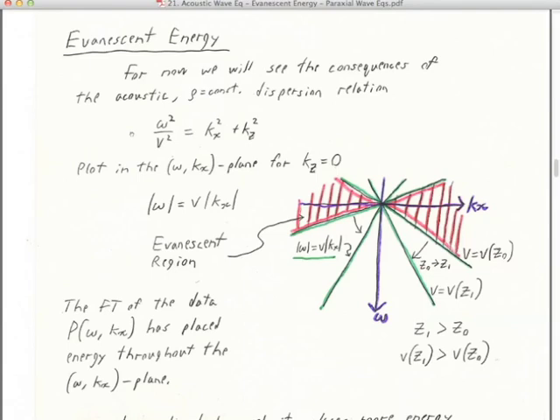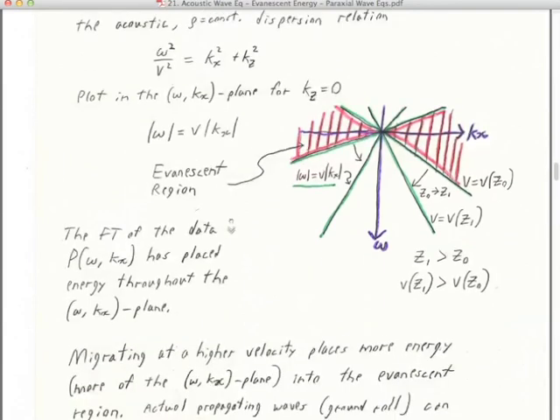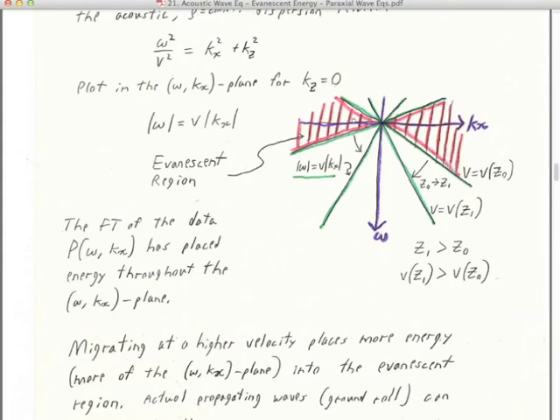There are situations where it can be hyperbolic as well. So let's take kz equals 0 and plot it in the omega and kx plane. And of course, what we have here is that the absolute value of omega is equal to v times the absolute value of kx. So if you can ignore the red parts of this diagram first, in purple we've got the kx axis and the omega axis.